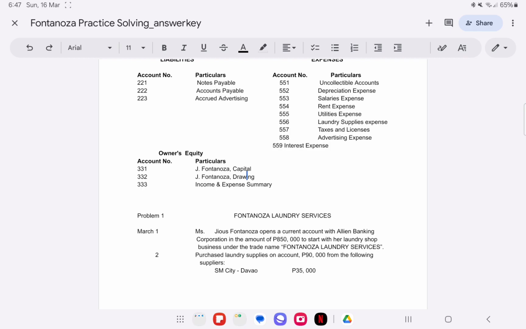What would be the normal balance of J. Fontanoza drawing? Drawing is an increase in credit, so we record that as a debit so that the capital of Fontanoza will decrease. The money is taken from Fontanoza's capital if we put it in debit, since the normal balance of J. Fontanoza drawing is in credit. So to decrease it, we debit it.